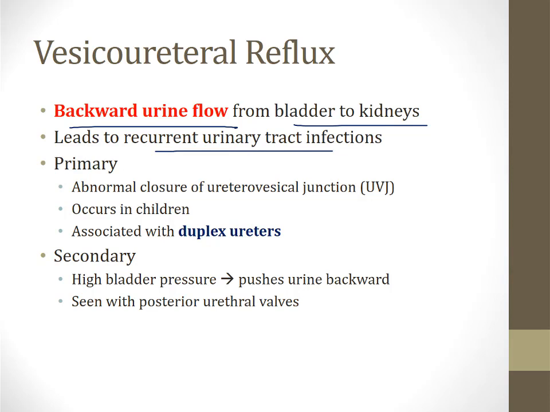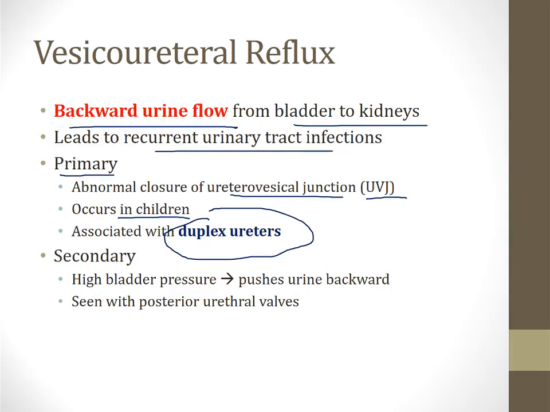You need good forward flow of urine to keep bacteria out of the urinary tract. Vesicoureteral reflux is called primary vesicoureteral reflux when it's caused by abnormal closure of the ureterovesical junction, or the UVJ. This is where the ureter inserts into the bladder. This often occurs in children, and it's high yield to know that this is associated with duplex ureters.